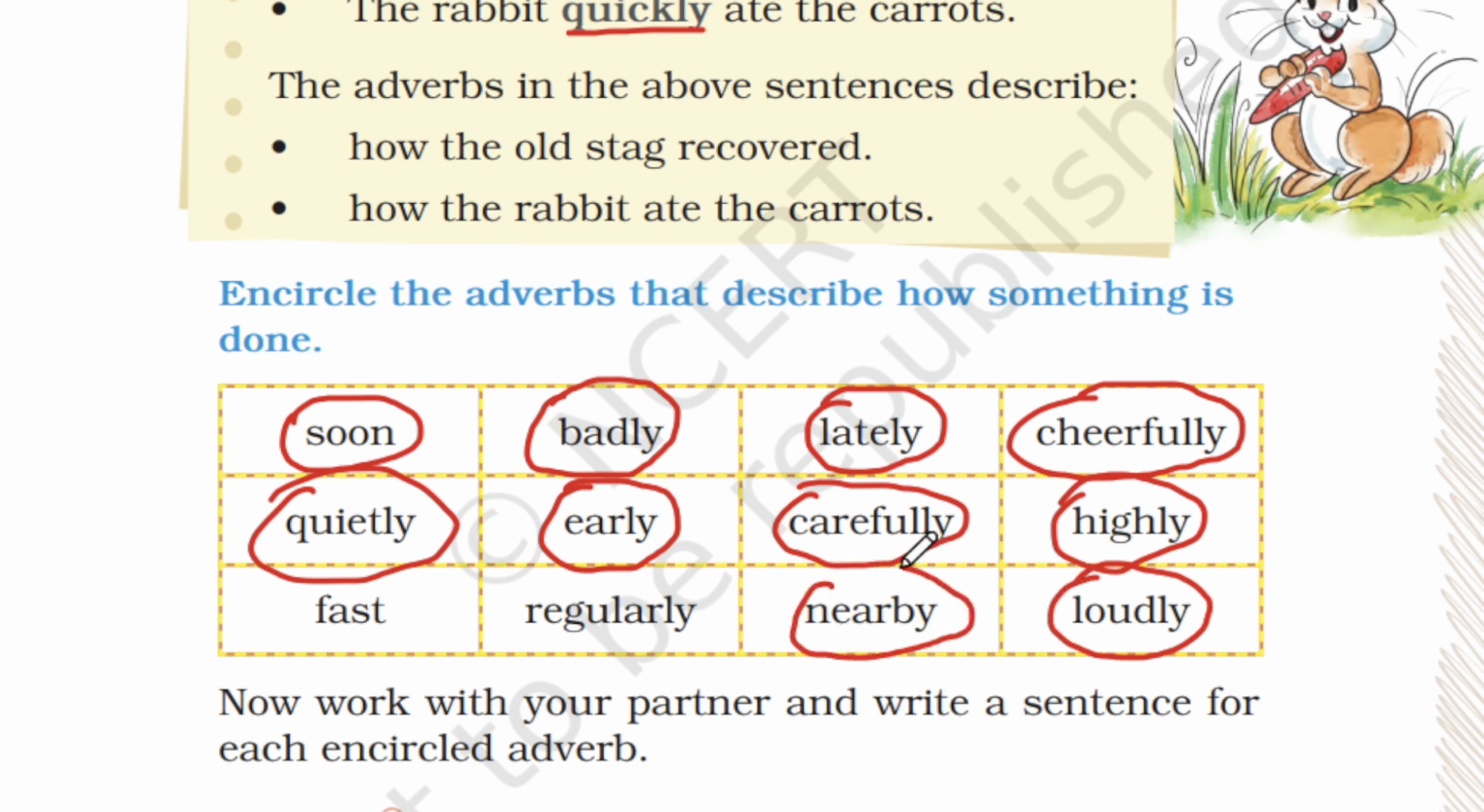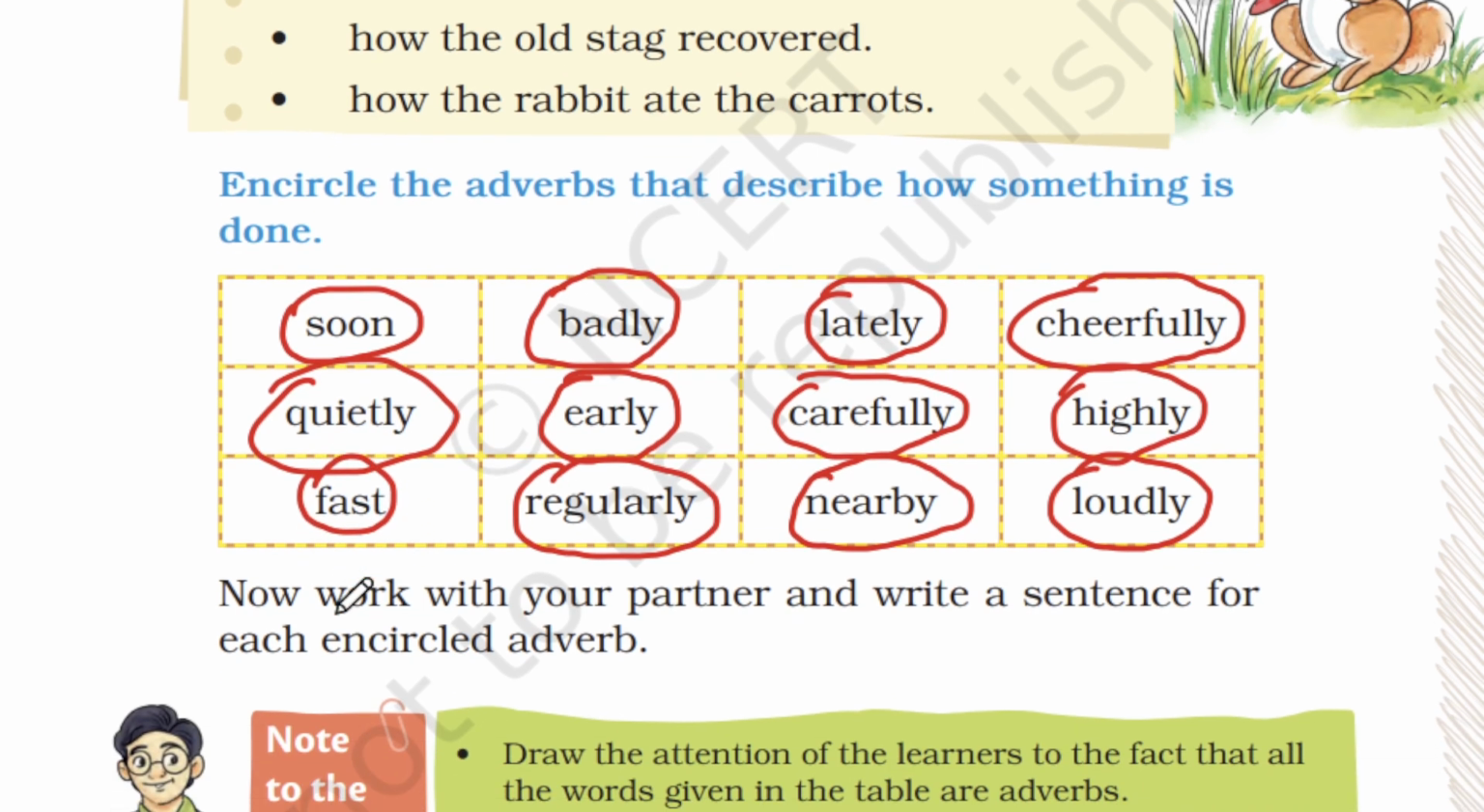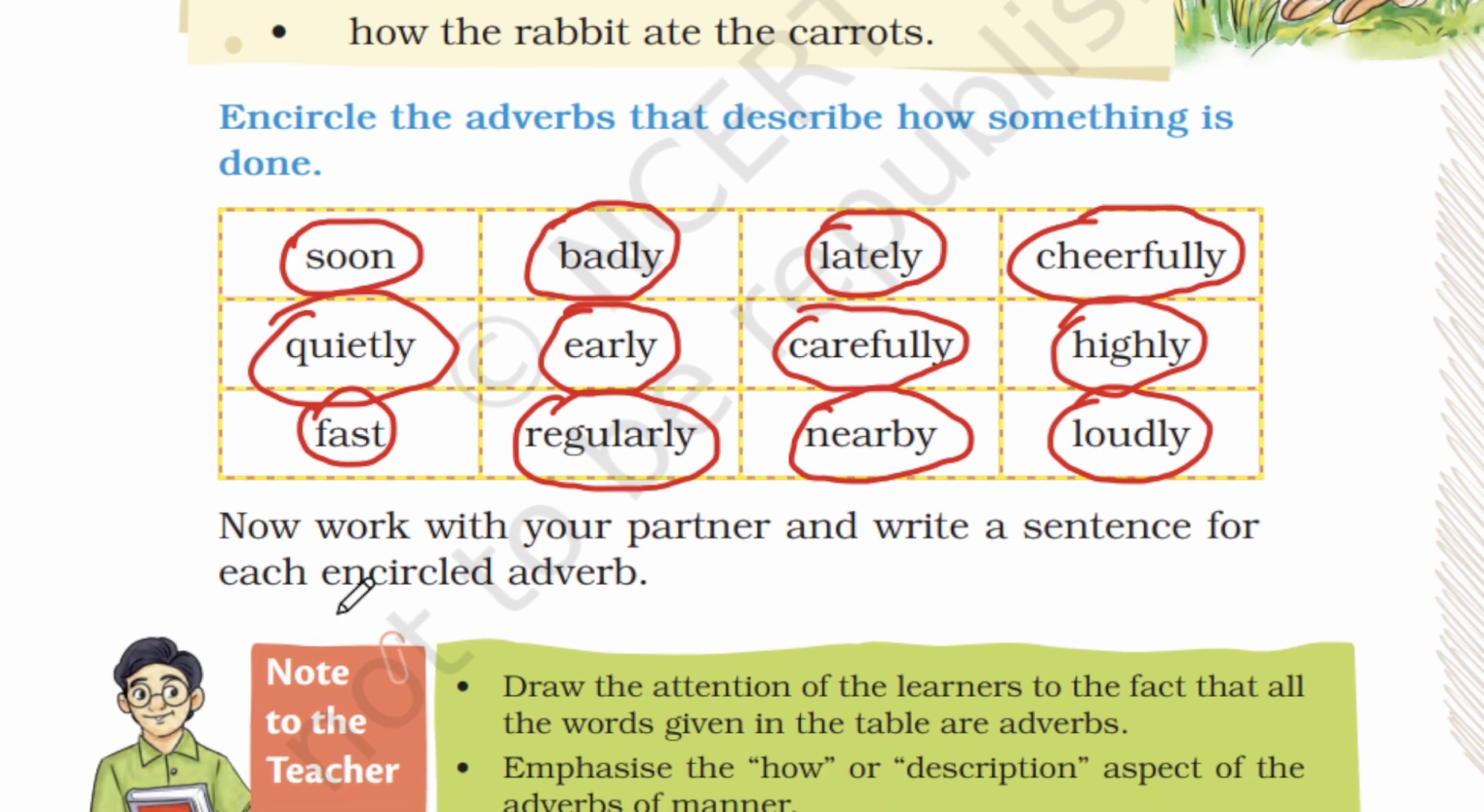The market is nearby the home. So where is the market? The market is nearby the home. So nearby is an adverb. Regularly is an adverb. So I am a person who comes regularly on time to office. So fast is an adverb. Okay. So now work with your partner and write a sentence for each adverb encircled. So you can write a sentence for each adverb.